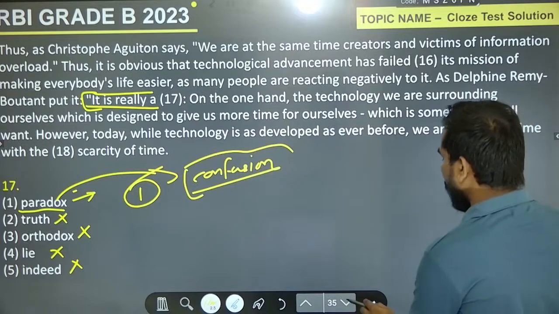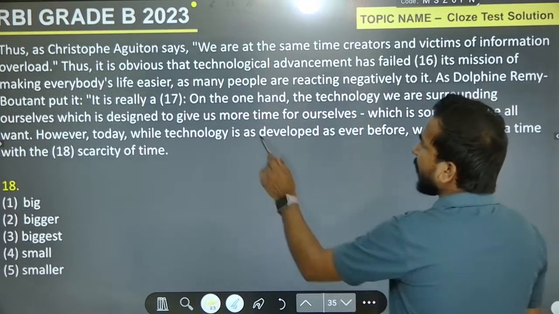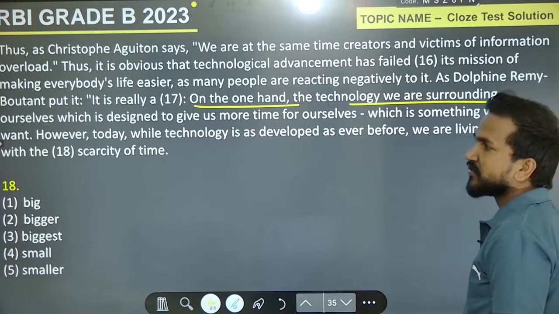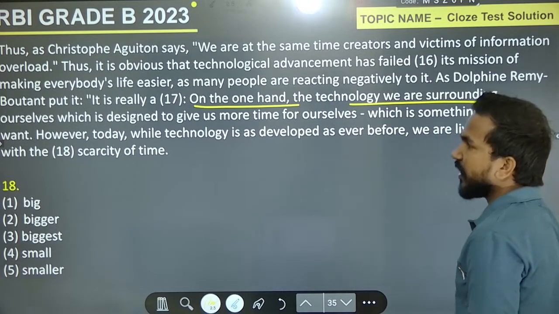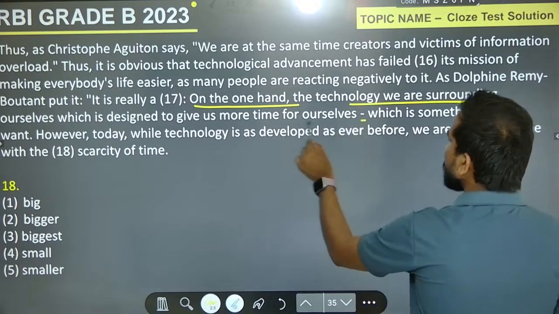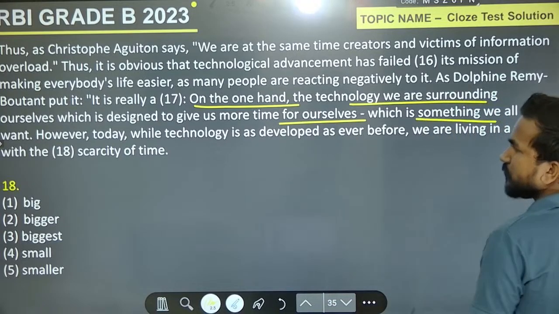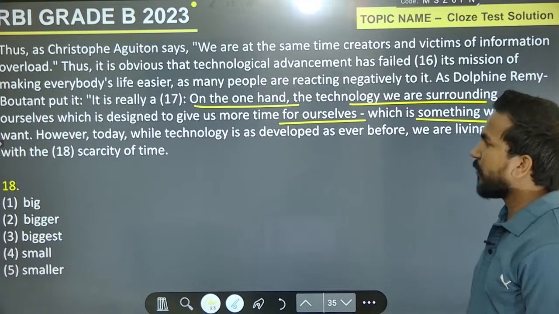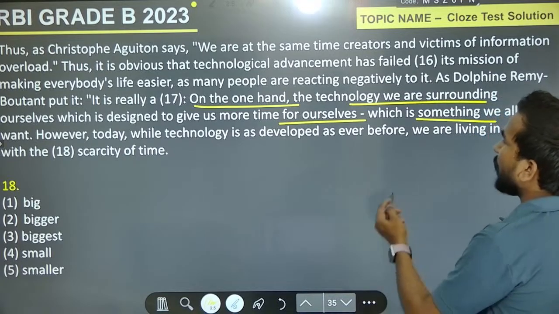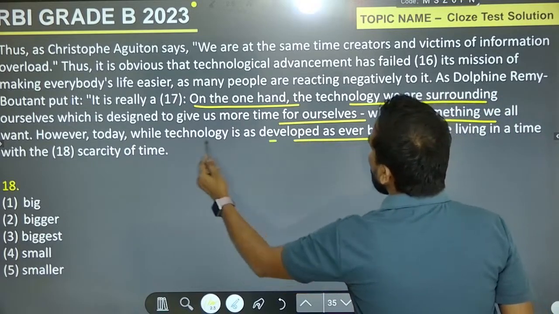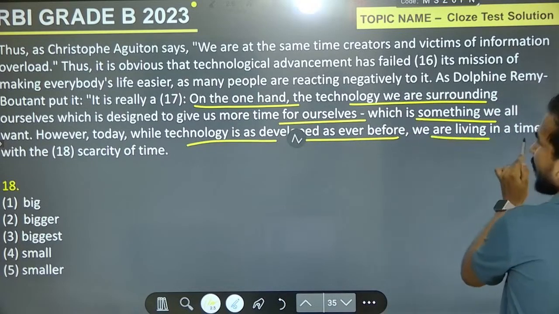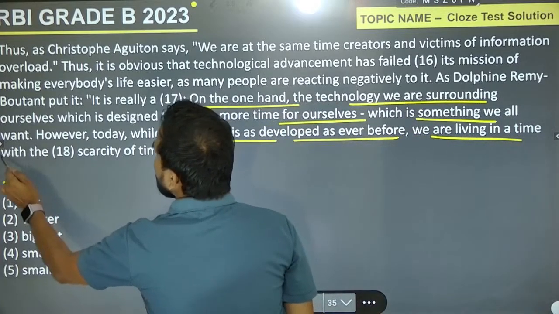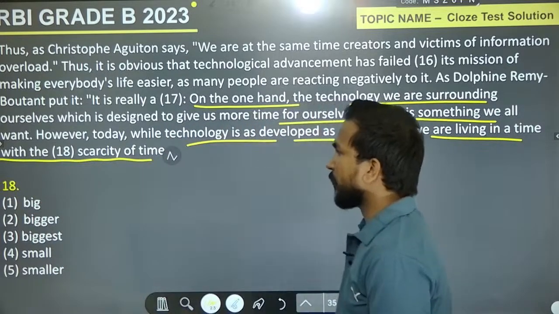On the one hand, here is an example: the technology we are surrounding ourselves with is designed to give us more time for ourselves, which is something we all want. However, today, while technology is as developed as ever before, we are living in a time with a blank scarcity of time. Go for it.